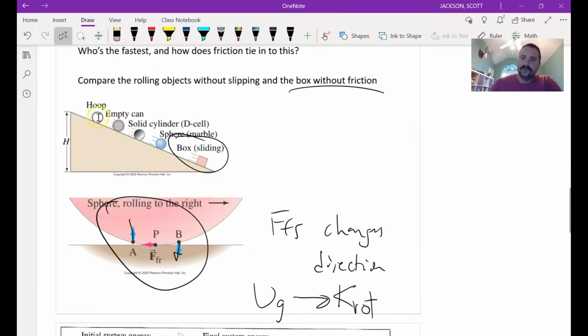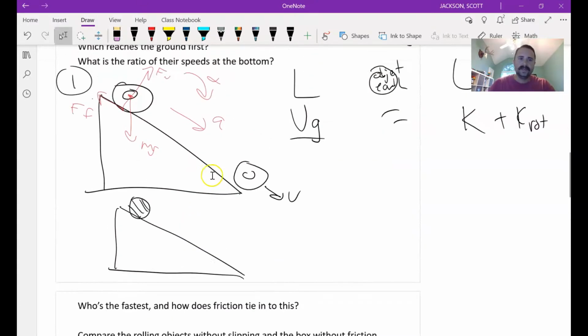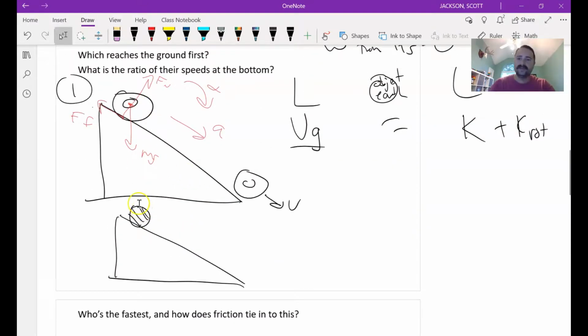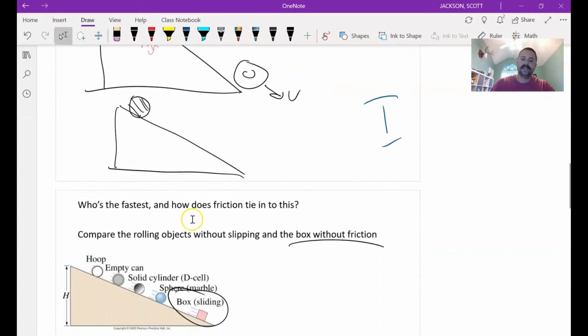Now, why does the hoop lose? Well, what's the difference between a hoop and a disk? That is their I, their moment of inertia. And which thing is harder to rotate, a hoop or a disk? The answer should be a hoop. A hoop is harder to rotate, so it takes more of the energy to get it rotating, and it has taken more of that rotational energy.